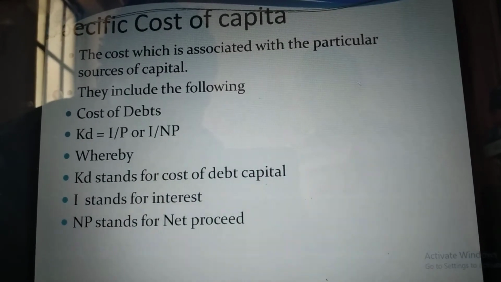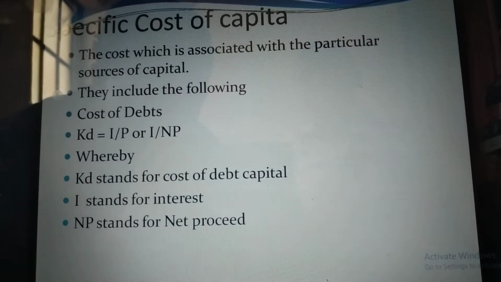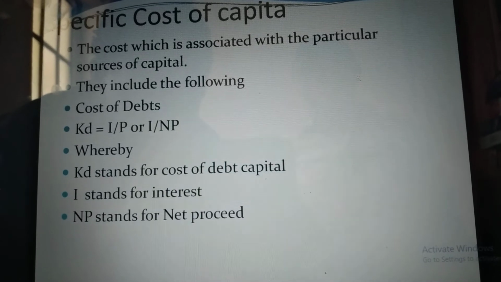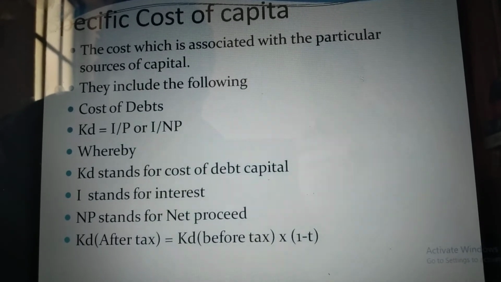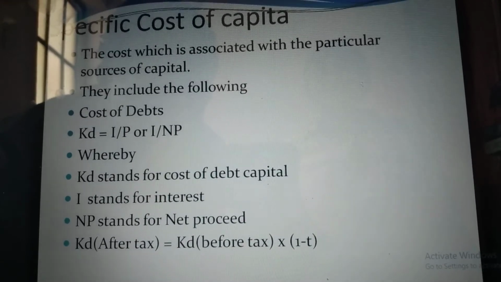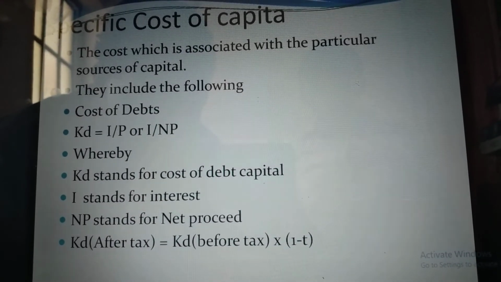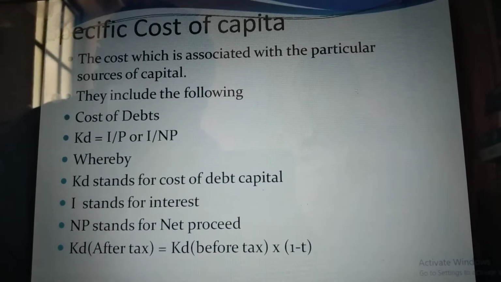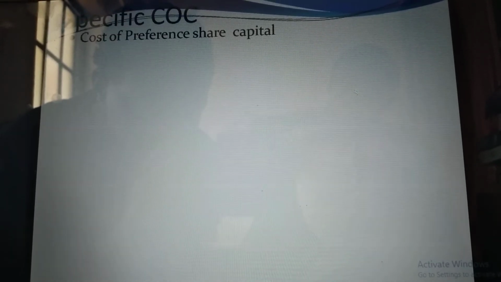Net proceed means if there is premium, if there is discount, if there are expenses incurred in the acquisition of a particular source of capital. Now, cost of capital after tax equals cost of capital before tax times (1 minus tax). That gives us the cost of capital after tax.